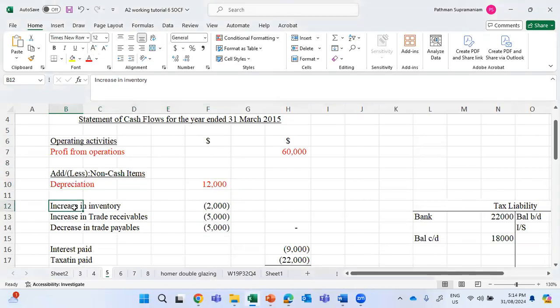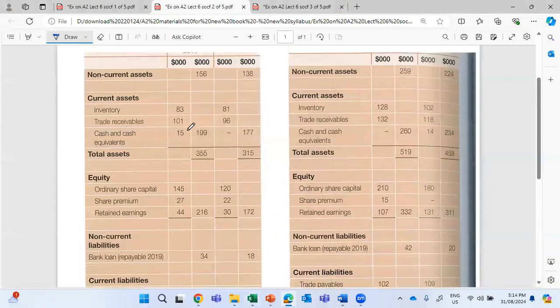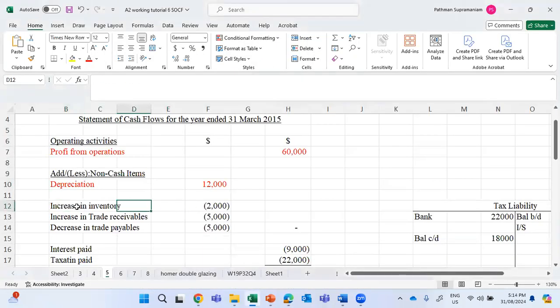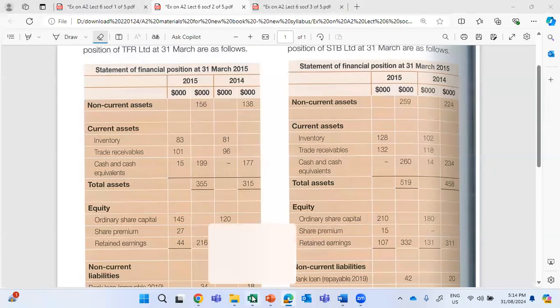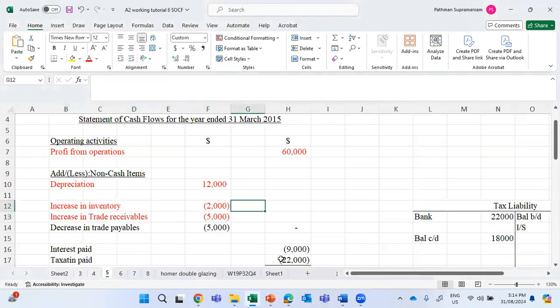So 12,000. And then how did I get increase in inventory? I compare both years' SOFP. This year it was 83, last year it was 81. So inventory has increased by 2,000. Increase in inventory means it's a cash outflow because inventory is an asset, hence negative 2,000. Next, trade receivable has also increased from 96 to 101. So that's an increase of 5,000, hence outflow 5,000.